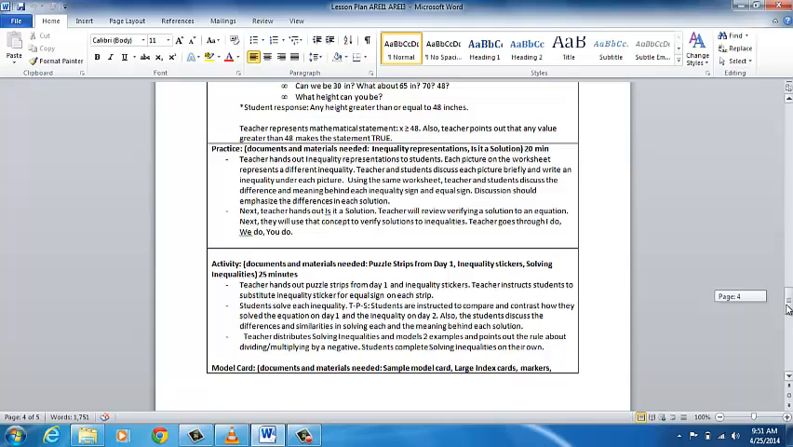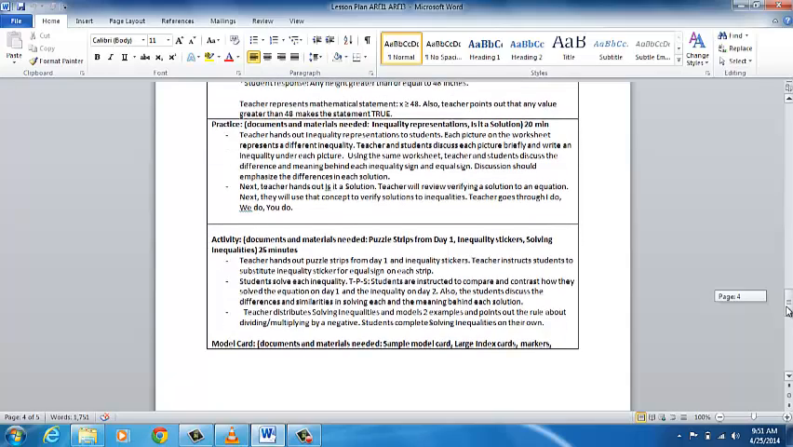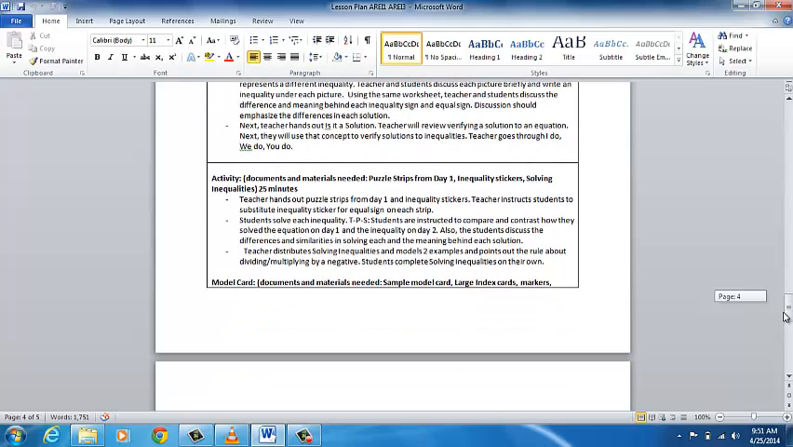Now, in terms of the activity, it's going to be the puzzle strips from day 1, inequality stickers, and Solving Inequalities. So the teacher is going to hand out the puzzle strips from day 1 that they used earlier, and then this time we're going to have inequality stickers. The difference here is that the teacher will instruct students to substitute the inequality sticker for the equal sign on each strip.